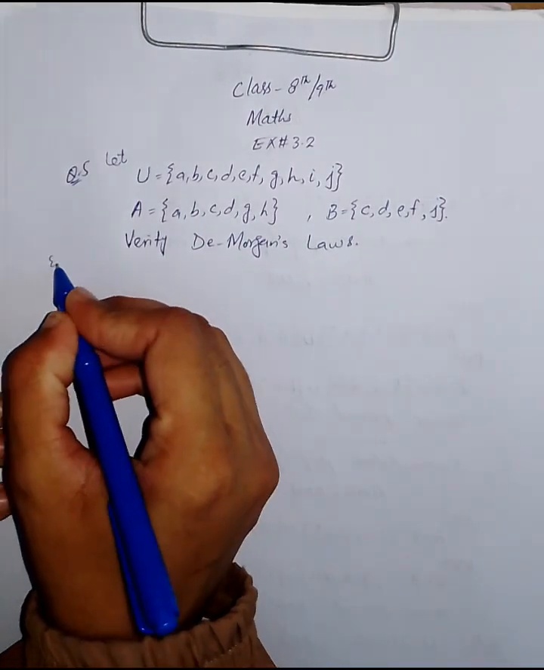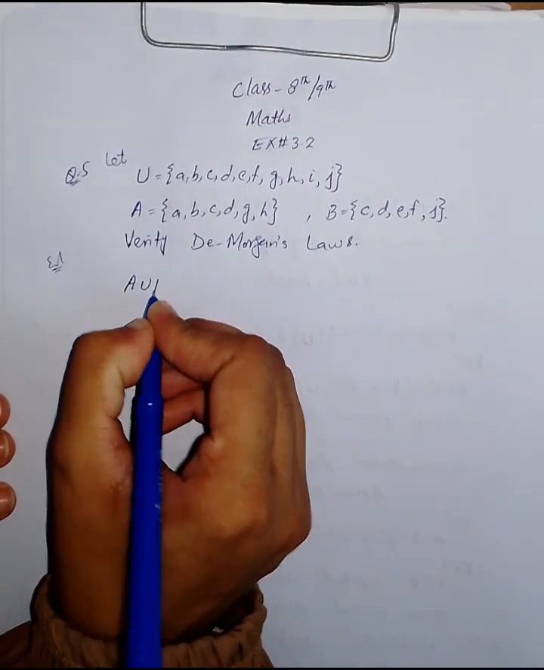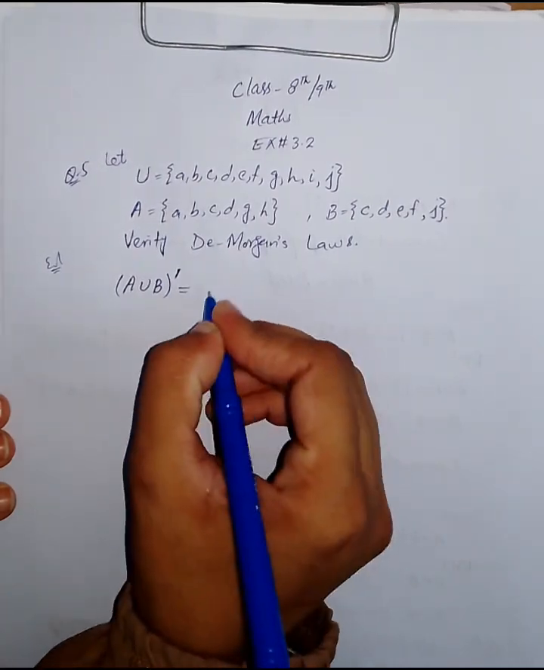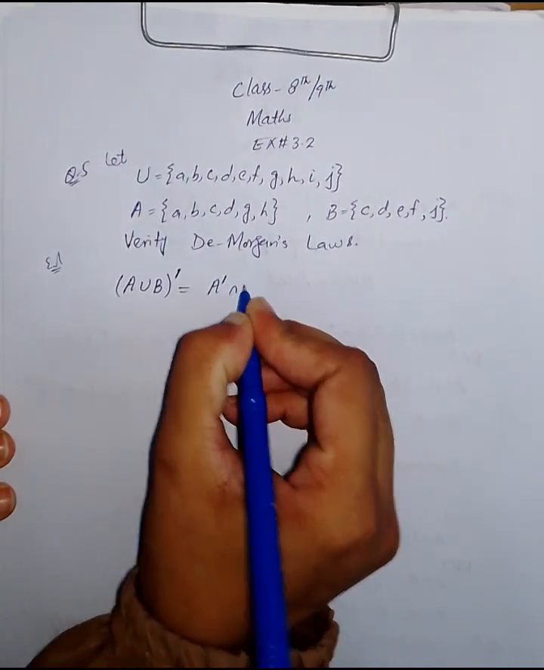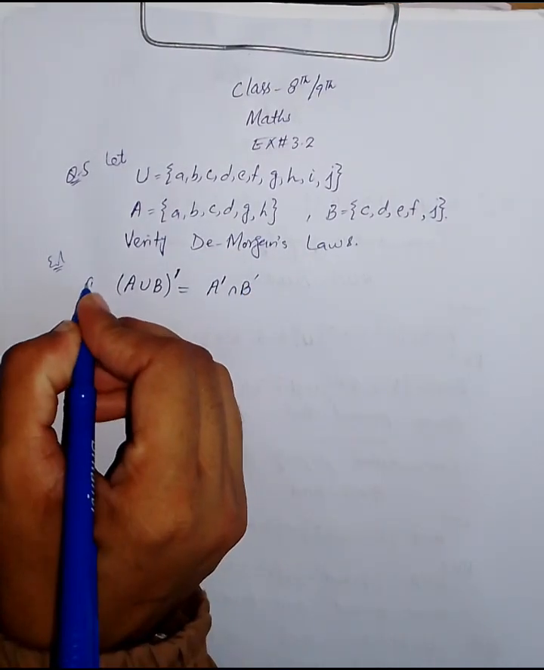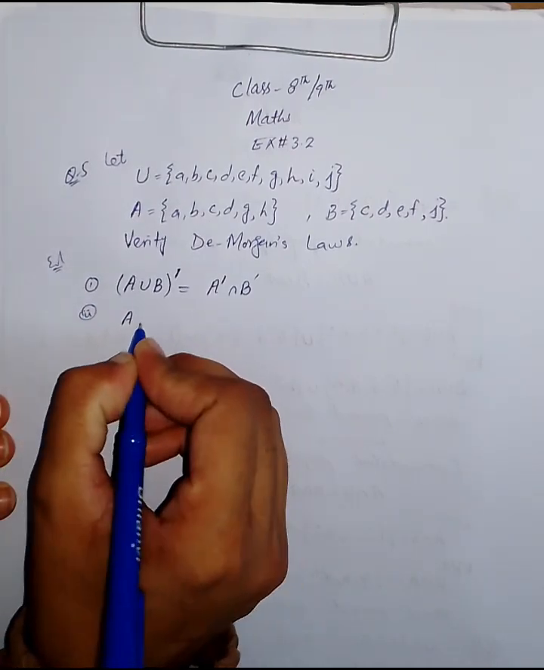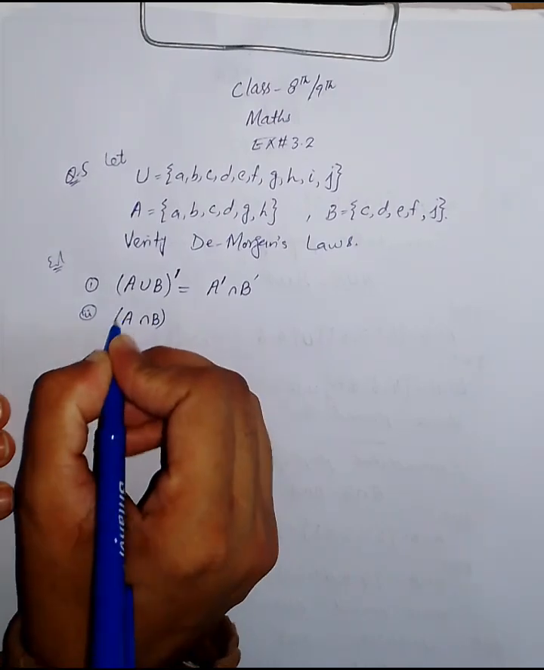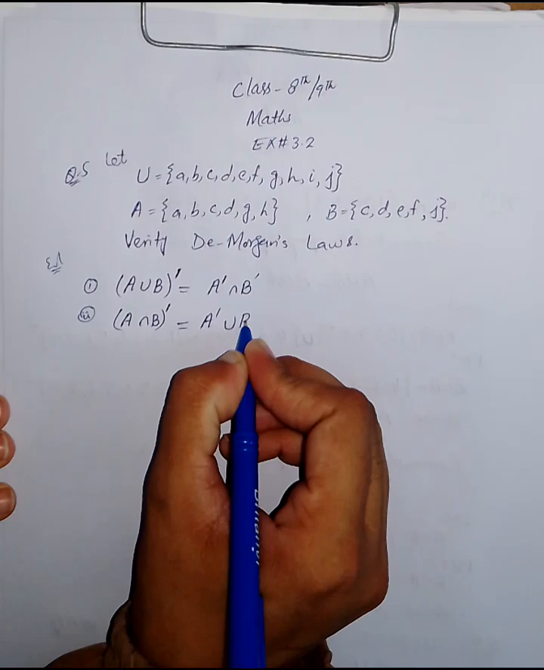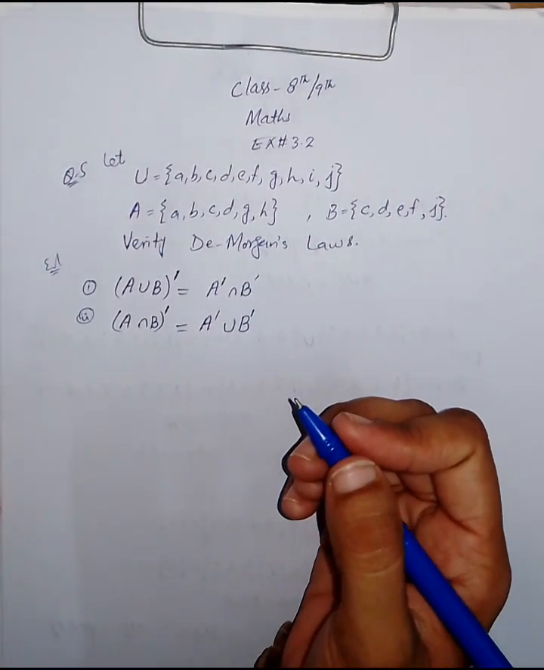So let's check firstly what are De Morgan's laws. De Morgan's law says if you take A union B and then their complement, it will be equal to complement of A intersection complement of B. And this one is the first De Morgan law, and the second De Morgan law is A intersection B whole complement equals complement of A union complement of B. So we have to verify these De Morgan's laws.